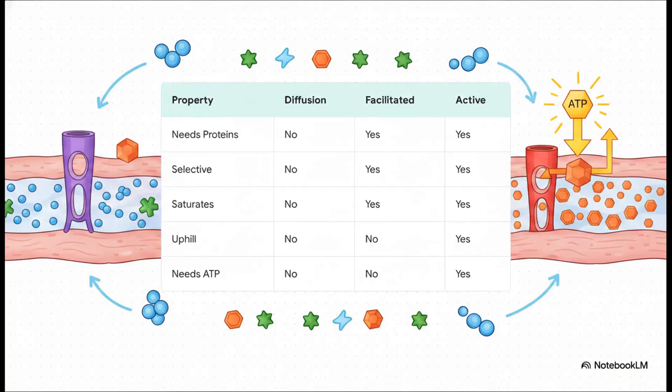So if we look at it all together, the differences are pretty stark. Simple diffusion is just a passive free-for-all. Facilitated transport brings in those selective special proteins, but it's still a free ride down the gradient. It's only active transport that can do the heavy lifting, pushing substances uphill but demanding precious ATP energy to do it.